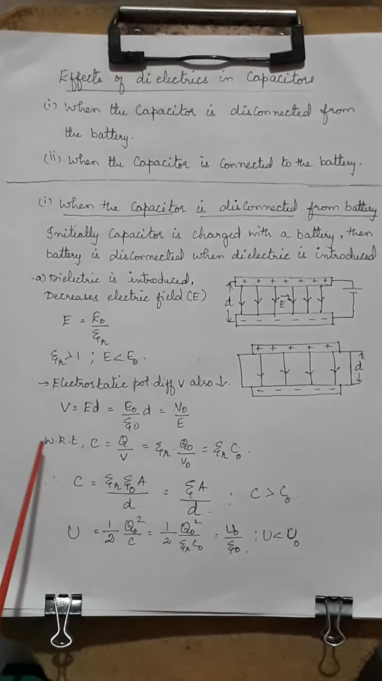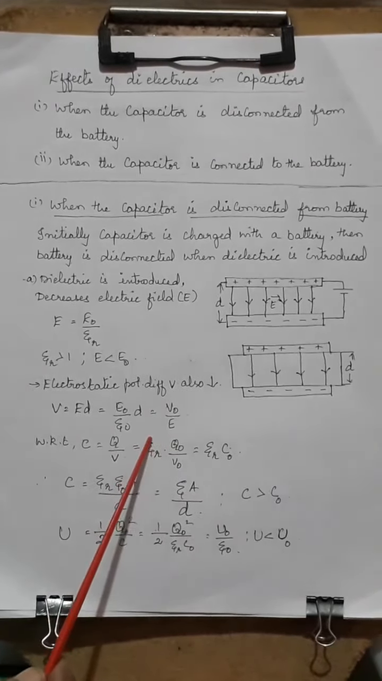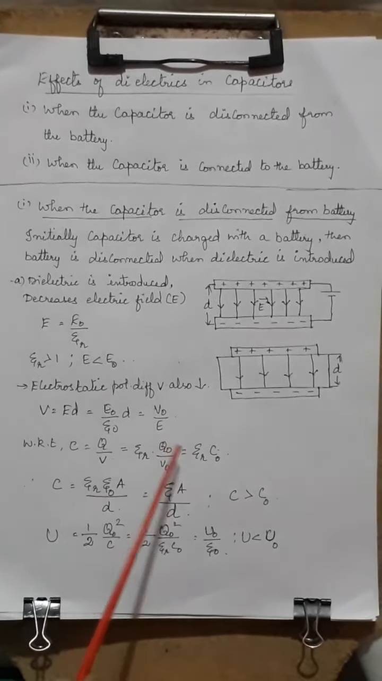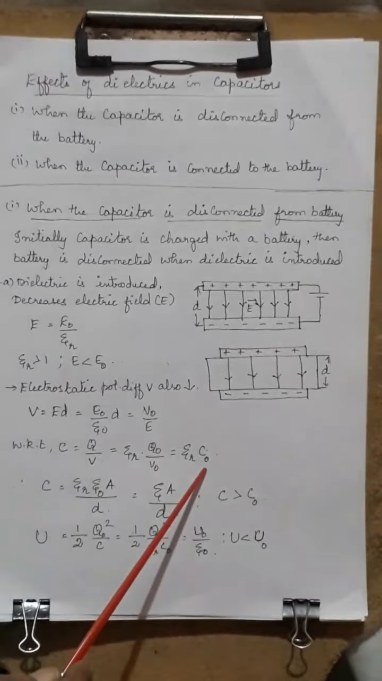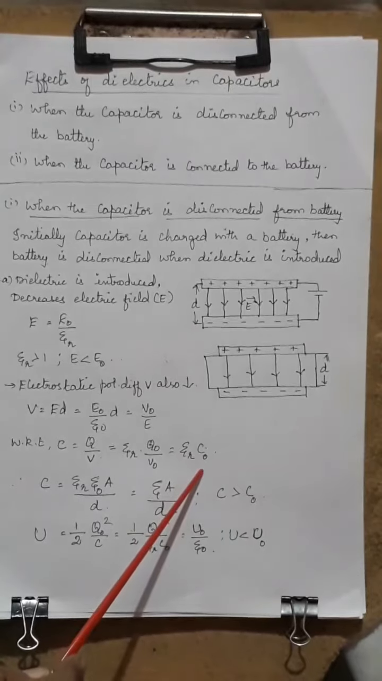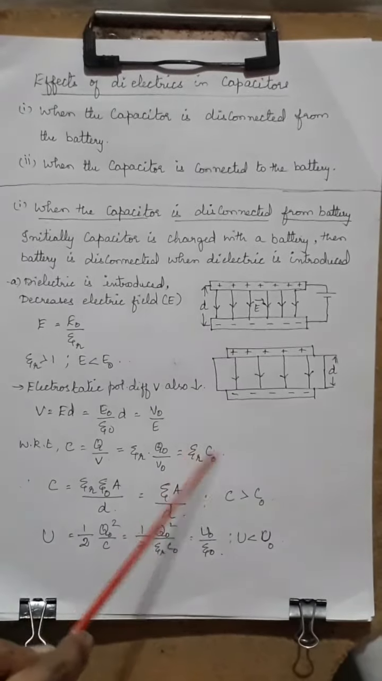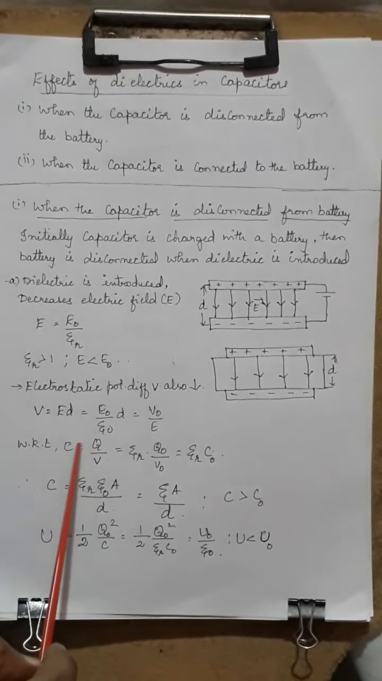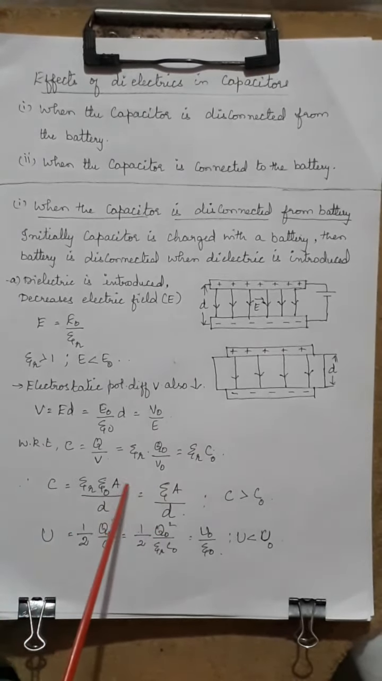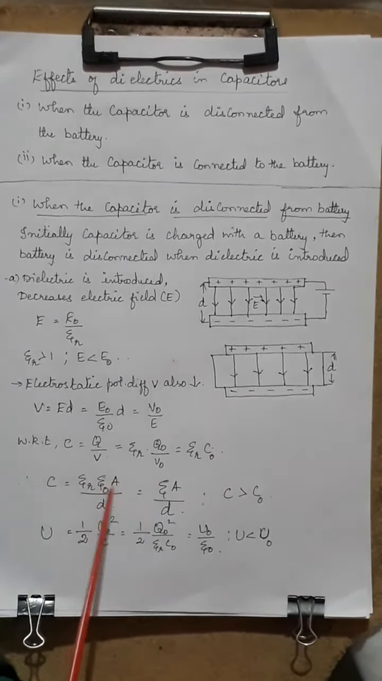But in capacitance we have found that C is equal to Q by V, which will be equal to epsilon r Q naught by V naught. Then this Q naught by V naught is nothing but C naught. That is, when a dielectric is introduced, C will be equal to epsilon r C naught. The capacitance of a parallel plate capacitor is given by epsilon naught A by d. So you write C will be equal to epsilon r epsilon naught A by d.